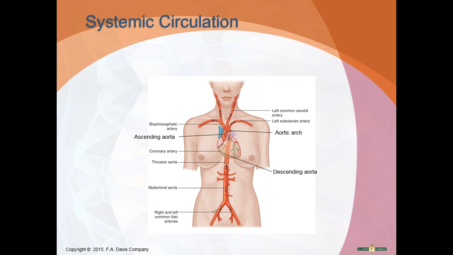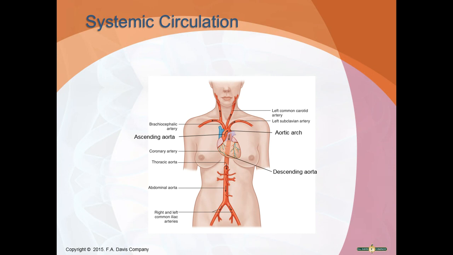The aortic arch curves over the heart and turns downward behind the heart, making an inverted U shape. The aortic arch branches into 3 major arteries: the brachiocephalic artery, which through its branches supplies blood to the head and right arm; the left common carotid artery, which extends into the neck; and the left subclavian artery, which supplies blood to the left shoulder and upper arm.